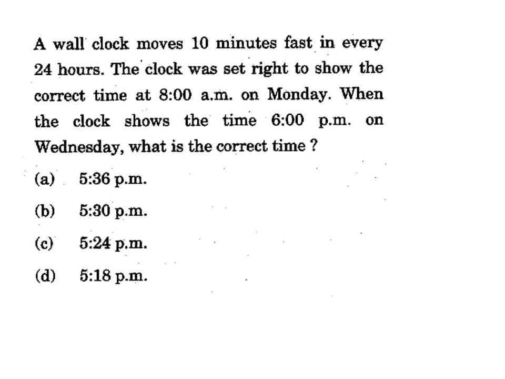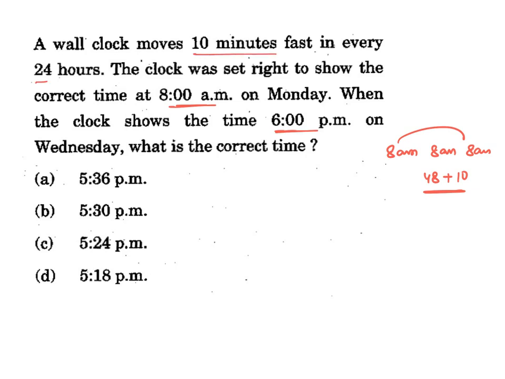A wall clock moves 10 minutes fast in every 24 hours, which means if the time is 24 hours, it will show you 24 hours and 10 minutes. The clock was set right to show the correct time at 8 a.m. on Monday. When the clock shows the time 6 p.m. on Wednesday, what is the correct time? 8 a.m. Monday to 8 a.m. Tuesday, 8 a.m. Tuesday to 8 a.m. Wednesday, that is 48 hours. Then plus 8 a.m. to 6 p.m., 10 hours, 58 hours. Now see the relation here.